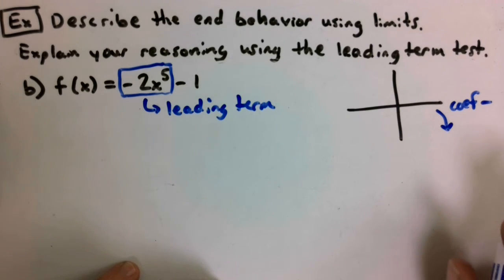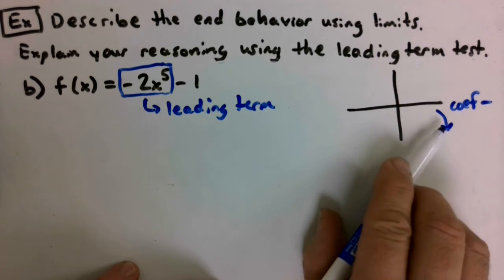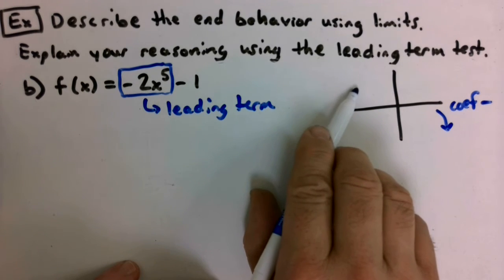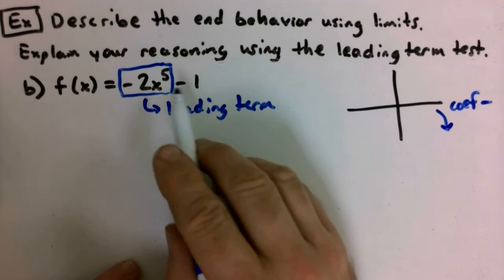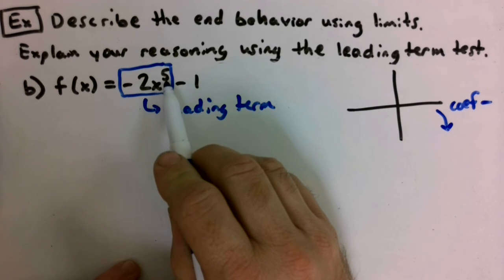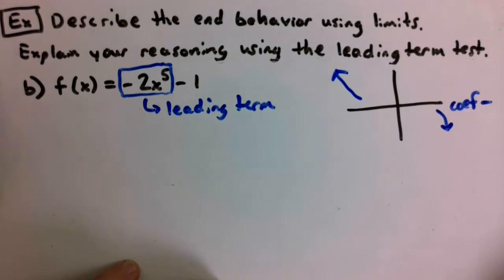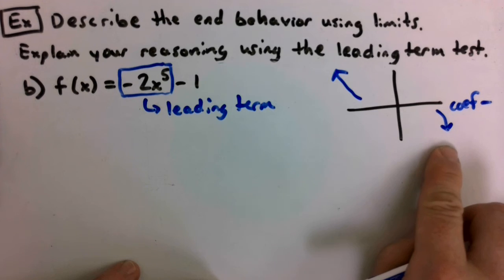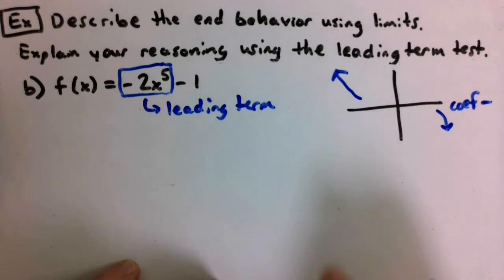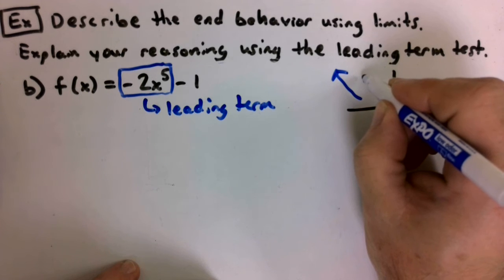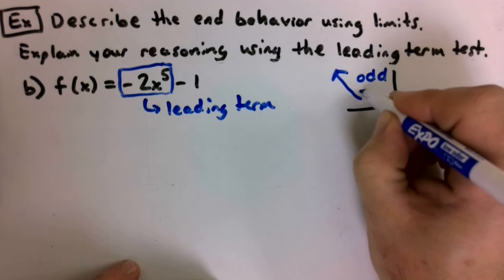The left side is either going to match that and also go down, or it's going to be the opposite and go up. And I need to look at our leading term's exponent to determine that. The exponent here is 5, which is an odd number, and odd graphs go opposite directions. So since the right side goes downward, I know that the left side has to go upward. And again, how I know that is because we have an odd exponent.